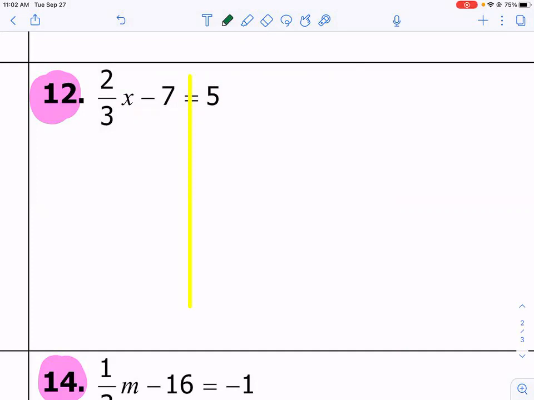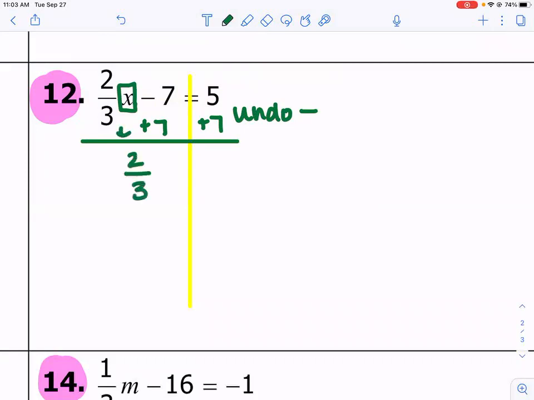So Trent, what's our first step? Add. Thank you, Corin, for helping Trent. Okay, 7 is being subtracted from 2/3 x. So to undo subtraction, we are going to add 7 to both sides. Okay, so we still have our 2/3 x. Now we have 5 plus 7, 12.